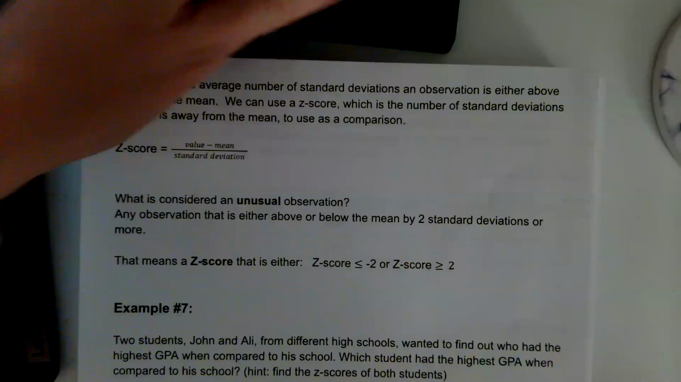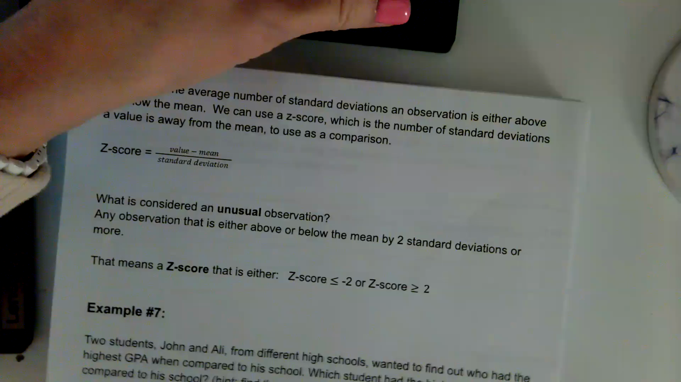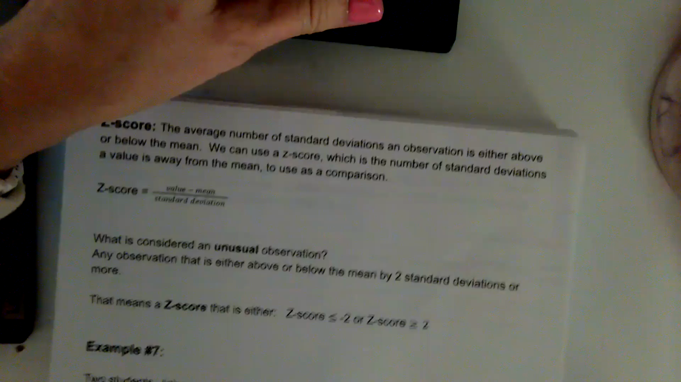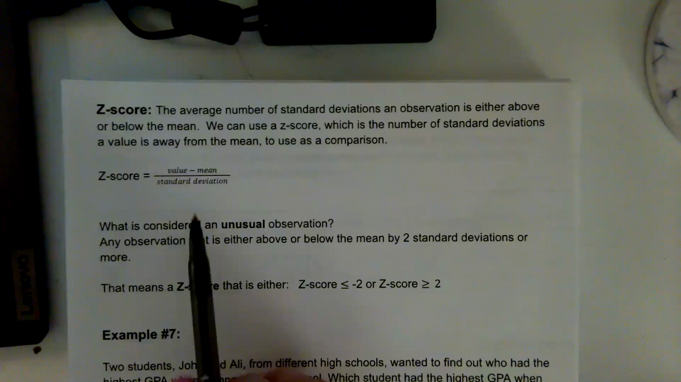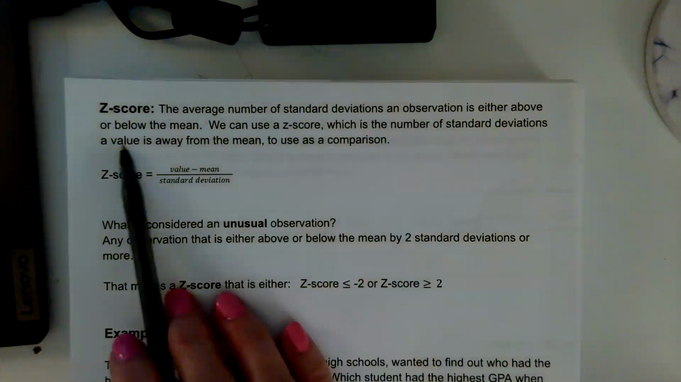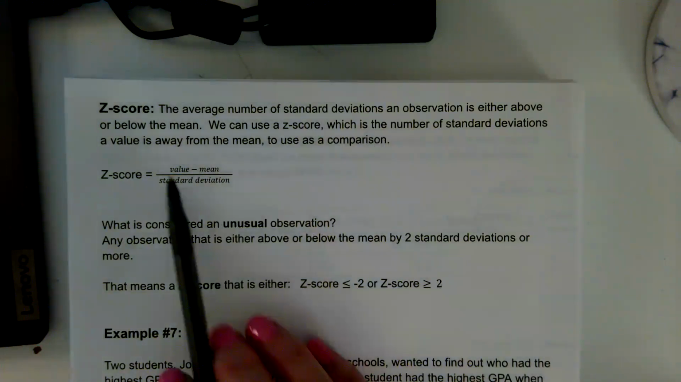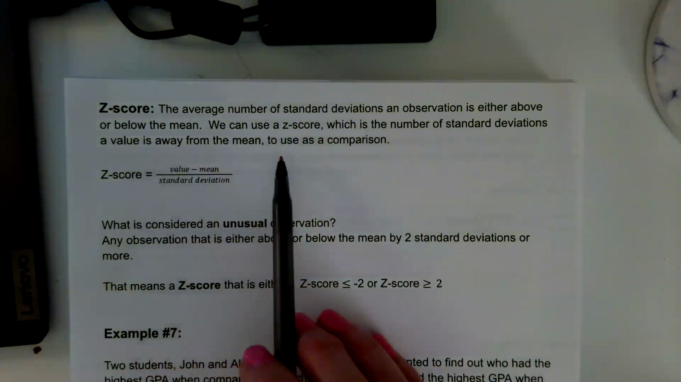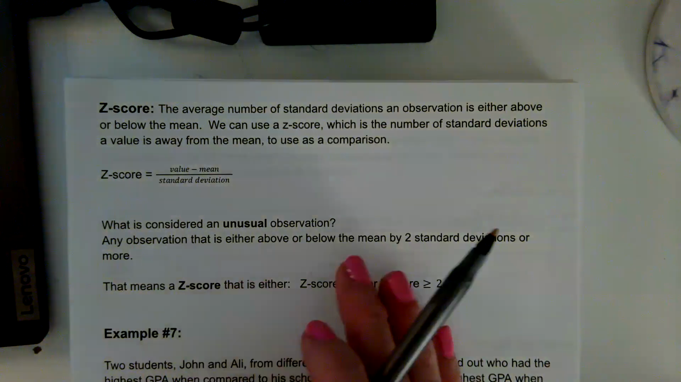So Amy and Betsy, let's look at why they might feel differently about their scores in two different classes. So the z-score. The z-score is the average number of standard deviations an observation is either above or below the mean. We can use a z-score, which is the number of standard deviations of values away from the mean, to use as a comparison. It's basically to compare things apples to apples.